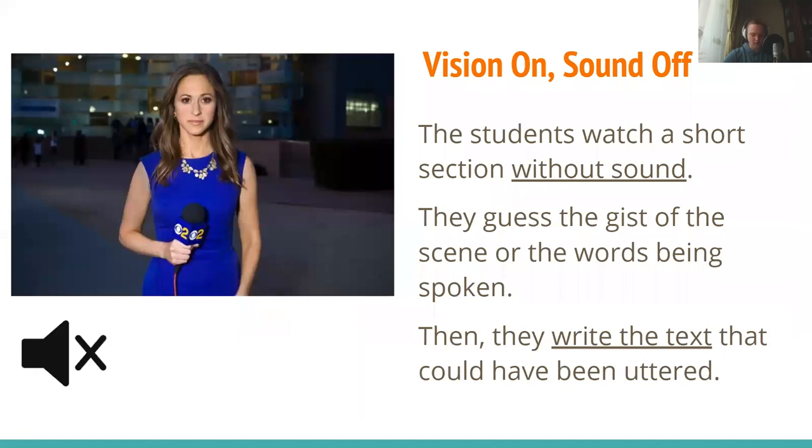And the last one, the course Vision On, Sound Off. How does it work? The students watch a short section without sound. They guess the gist of the scene and the words being spoken. Then they write the text that could have been uttered. Of course, students love it. They can suggest funny things alongside practicing grammar and vocabulary. Comparison after this group work will bring joy to everyone, especially when they will hear the original and will be surely surprised.